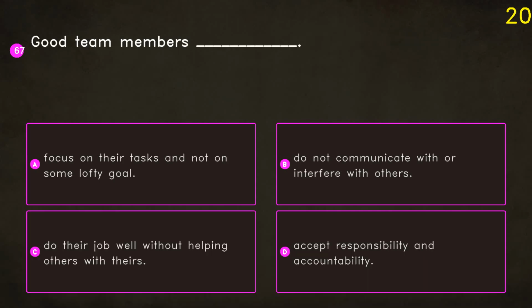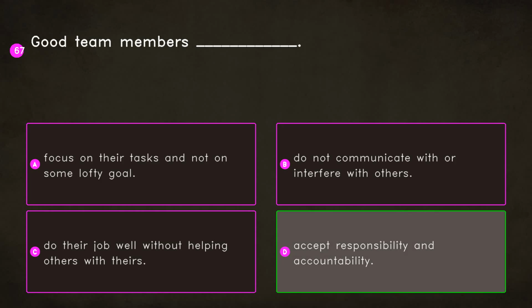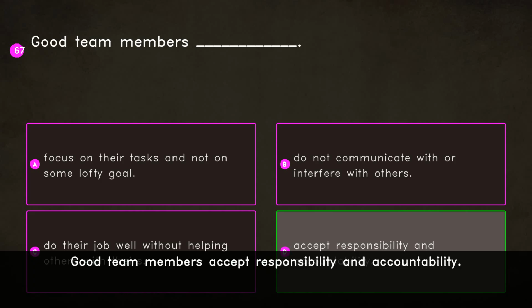Question 67. Good team members blank. A. Focus on their tasks and not on some lofty goal. B. Do not communicate with or interfere with others. C. Do their job well without helping others with theirs. D. Accept responsibility and accountability. The correct answer is accept responsibility and accountability. Good team members accept responsibility and accountability.